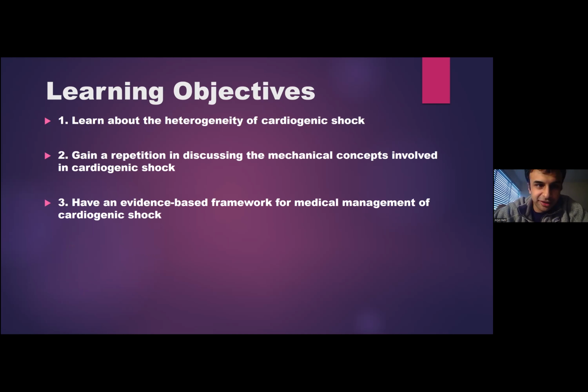So the learning objectives today. I don't want to get too into the weeds. I don't have any Swan-Ganz cases or anything like that because I think that would just be aggressive. I'm just going to try to keep it to the main big physiological concepts, and have people be able to talk about cardiogenic shock in a way that makes sense.